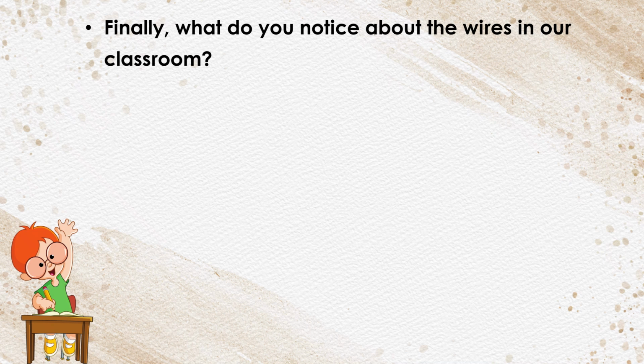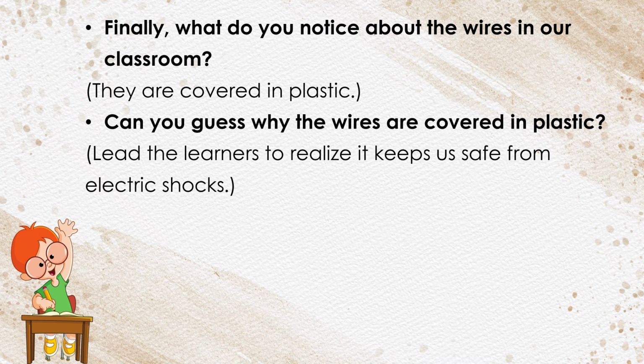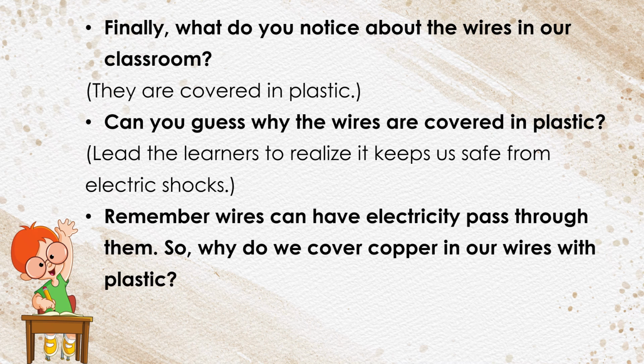Finally, what do you notice about the wire in our classroom? They are covered in plastic. Can you guess why the wires are covered in plastic? It keeps us safe from electric shocks. Remember, wires can have electricity pass through them. So why do we cover copper in our wires with plastic? To make them safer to touch.